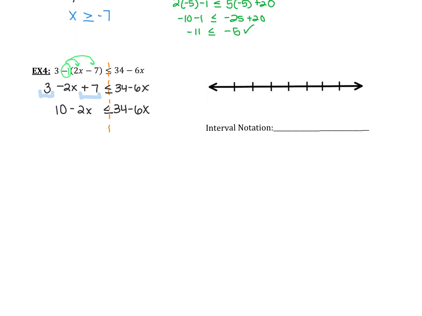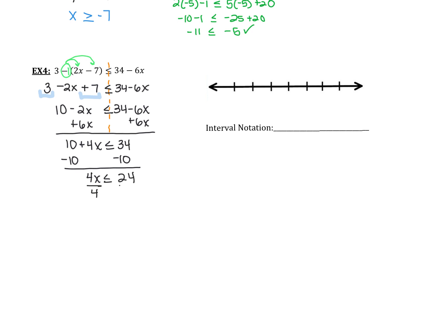Now remember, I like to keep my x's positive, so I'm going to move those first. I'm going to do that by adding 6x to both sides. So we get 10 plus 4x is less than or equal to 34. And now I'm going to keep solving using inverse operations. I'm going to subtract 10, and we get 4x is less than or equal to 24. And I'm going to divide by 4. I don't have to flip my inequality sign, I didn't divide by a negative. And so we get x is less than or equal to 6.